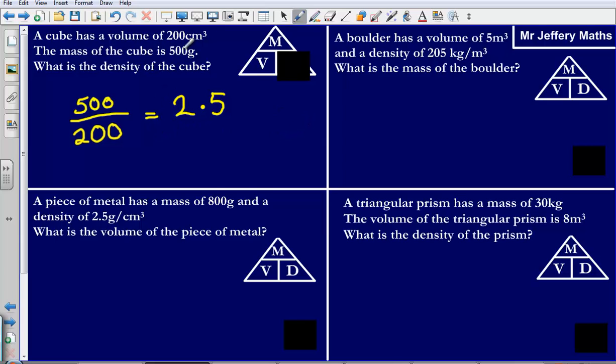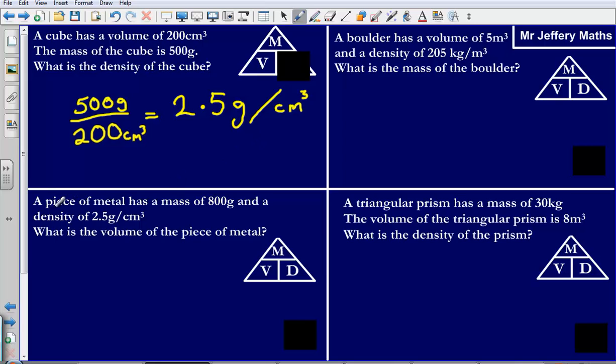Well, that comes from our information here. Our mass was 500 grams. Our volume was 200 centimeters cubed. So our unit for density is simply going to be 2.5 grams per centimeter cubed. So for every 1 centimeter cube, the mass is 2.5 grams, and that's all that our density is really. It's the amount of mass contained in a certain volume, in this case centimeters cubed.